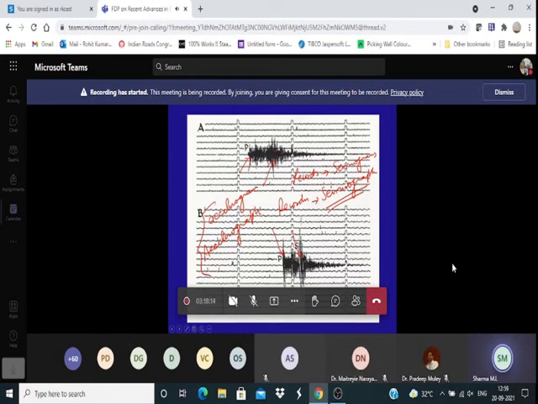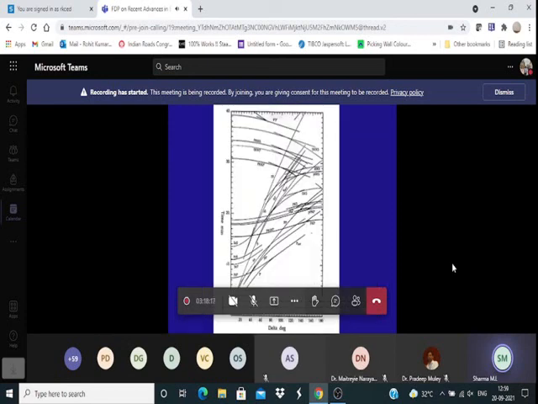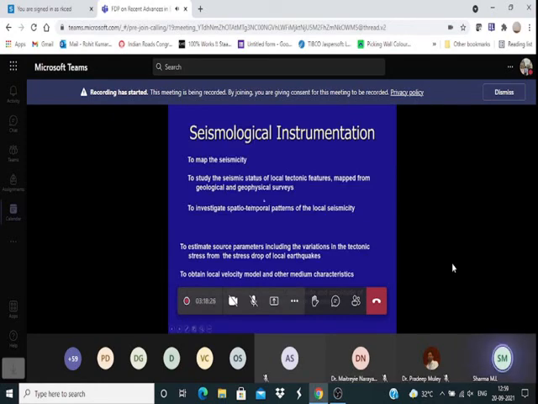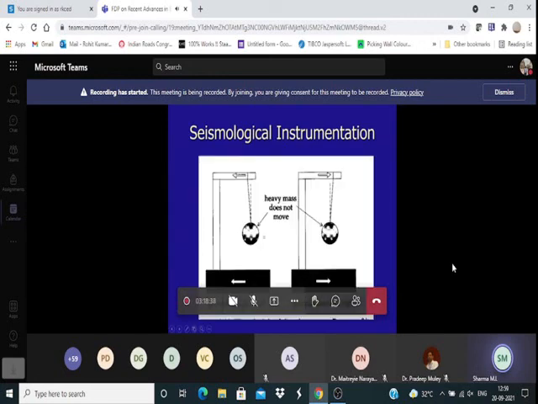Now, maybe I can skip this and directly come to some part of the seismological instrumentation, because you should know what kind of instrumentation is used. The instrumentation is based on the principle of inertia, because there is no reference frame. The whole earth is moving, and therefore everything will be moving, and you cannot record anything on this. So we make use of the moment of inertia.